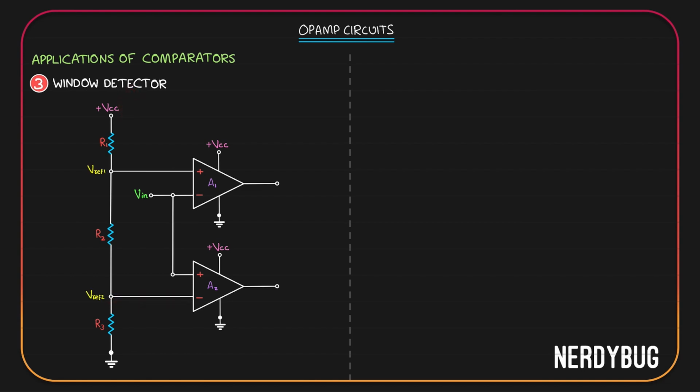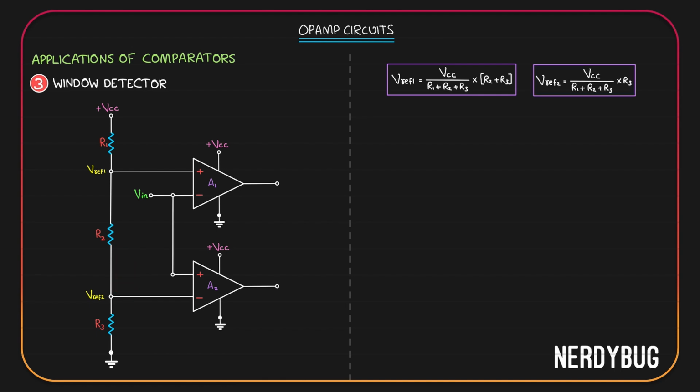VCC is being divided between R1, R2 and R3. Out of that, whatever is dropped across R2 and R3 is V reference 1. So V reference 1 is VCC divided by R1 plus R2 plus R3 multiplied by R2 plus R3. Again, VCC is being divided between R1, R2 and R3. Out of that, whatever is dropped across R3 is V reference 2. So V reference 2 is VCC divided by R1 plus R2 plus R3 multiplied by R3.